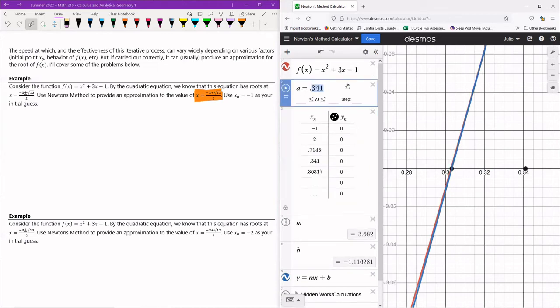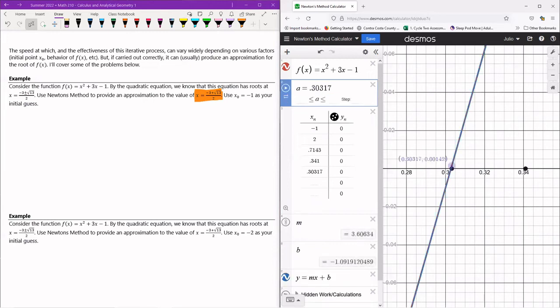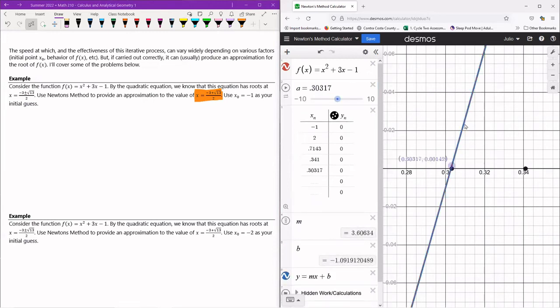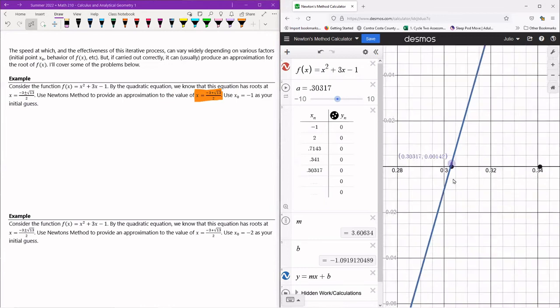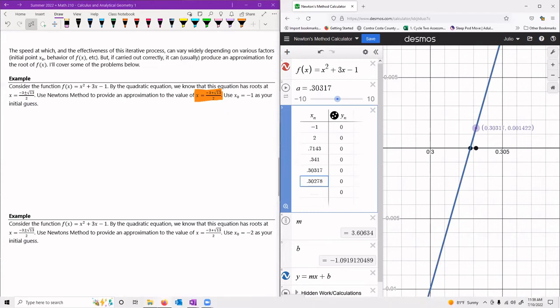I have to change this again to 0.30317. This again is the tangent line approximation. And I'm going to zoom in again. And now I have my 0.30278 that we got from our base from above.